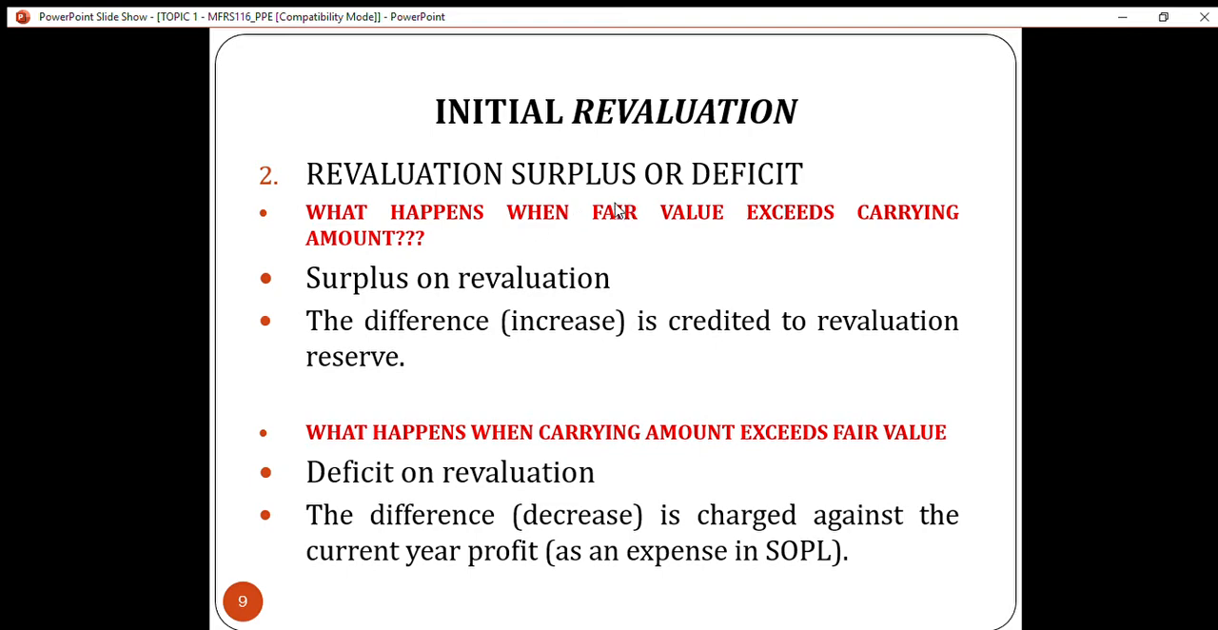When the fair value of an asset exceeds the carrying amount of the asset, there is a surplus on revaluation, and the difference or increase is credited to revaluation reserve. However, when the carrying amount of the asset exceeds the fair value, there will be a deficit on revaluation, and the difference or decrease is charged against the current year's profit as an expense in the SOPOL.